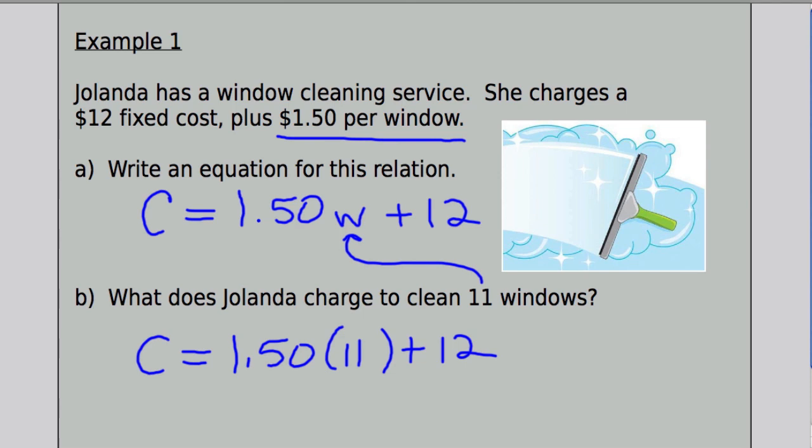So $1.50 times 11 is $16.50, and then we'd have to add the $12 to that she's going to charge just for coming to the house or whatever she charges. So 28.5, we actually get the cost is $28.50.